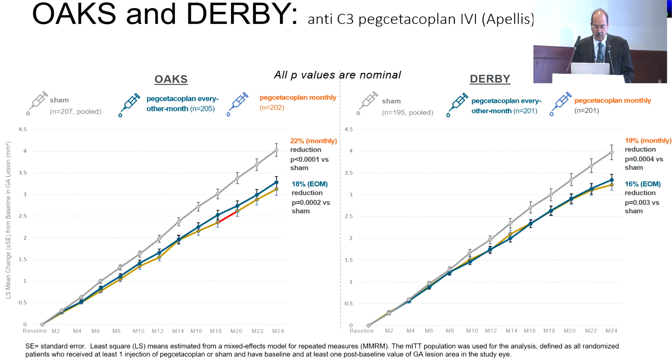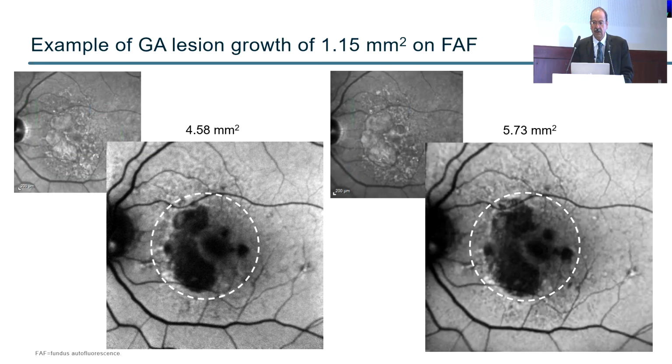But when you went on to 2 years, you can see that continuous treatment helped to slow down the rate of growth of GA. You can see that here on this autofluorescence, how you look at the reduction in growth by actually calculating. Now, GA normally grows at about 100 or 150 microns a year.